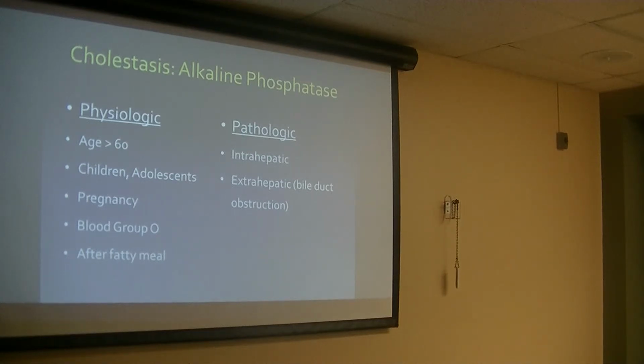Elderly, there's a gradual increase with age. There's a very high elevation of alkaline phosphatase in children and adolescents because of the bone growth. And pregnancy, because alkaline phosphatase is found in the placenta. And people with blood group O, that's not a huge increase, it's small. And certainly after eating a fatty meal. And then you're all familiar with the pathologic increases in alkaline phosphatase, bile duct obstructions either within the liver or outside.